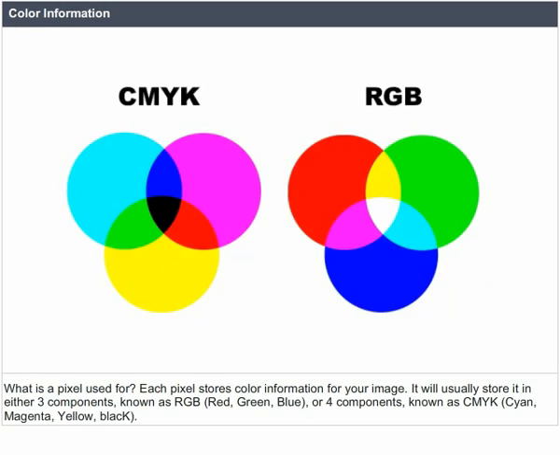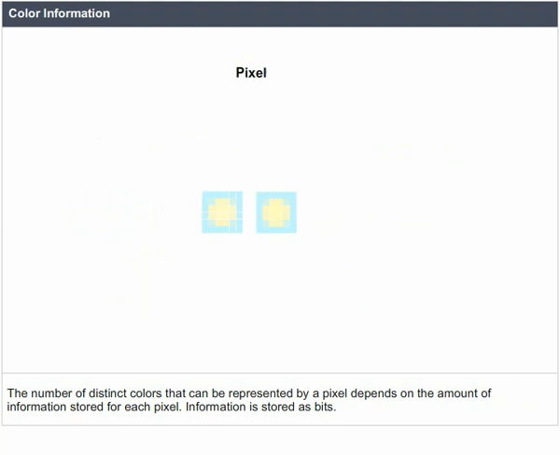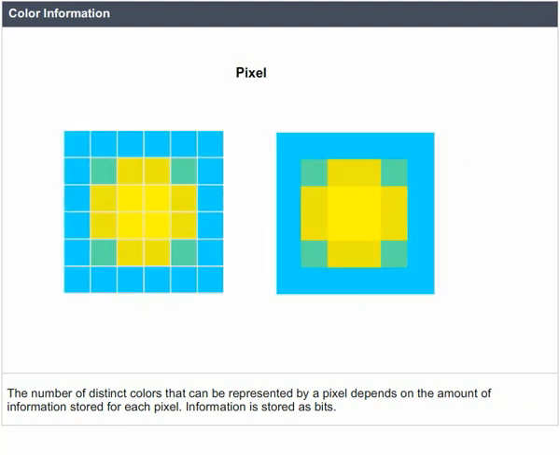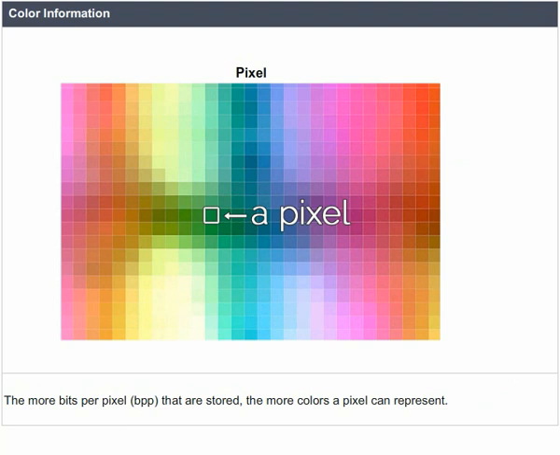Color information. What is a pixel used for? Each pixel stores color information for your image. It'll usually store it in either 3 components known as RGB, red, green, blue, or 4 components known as CMYK, cyan, magenta, yellow, black. The number of distinct colors that can be represented by a pixel depends on the amount of information stored for each pixel. Information is stored as bits. The more bits per pixel, BPP, that are stored, the more colors a pixel can represent.